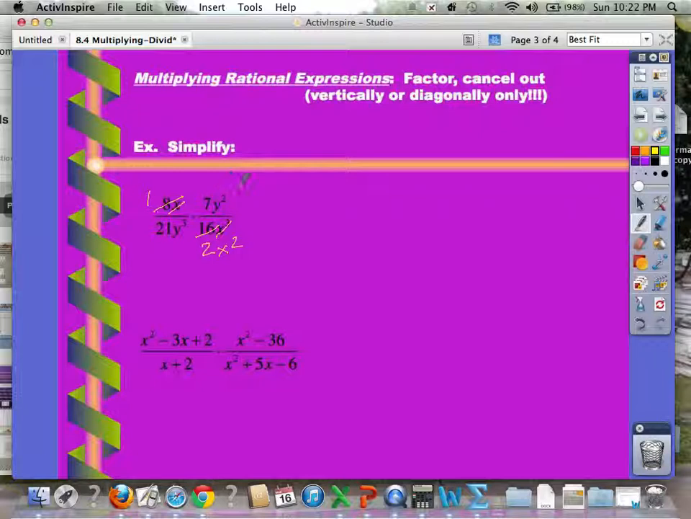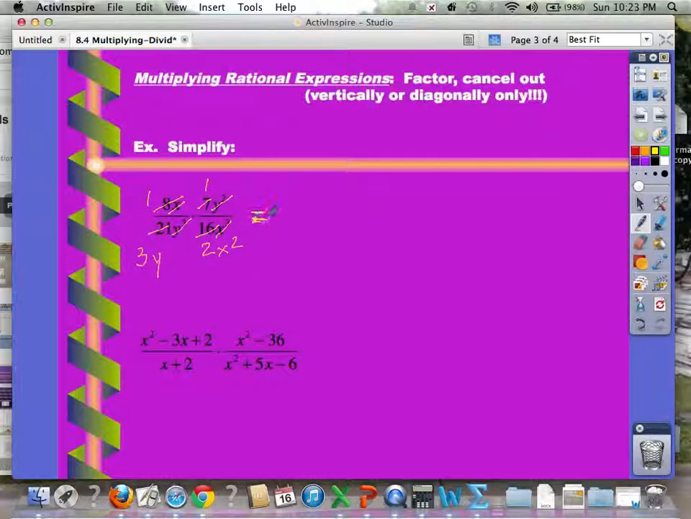Looking sideways this way, I can see that 7 will divide into both of these. So 7 divided by 7 is 1, and 21 divided by 7 is 3. I also have a y squared and a y cubed, so I can take a y squared out of both of those. That leaves me with just y on the bottom. Then you multiply across the top.